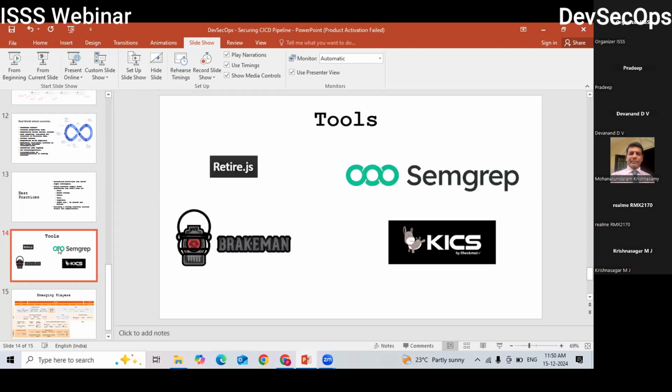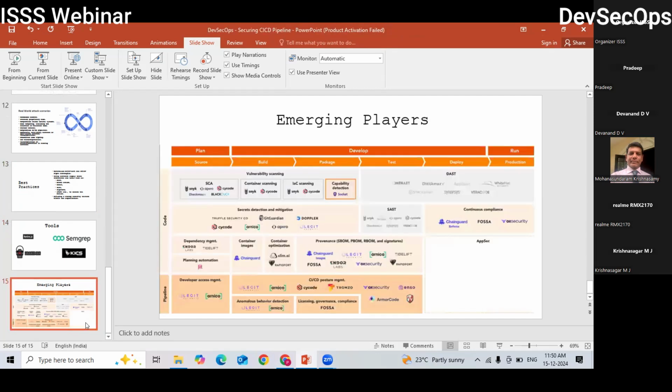The tools, as I've already said: Semgrep can be used to identify vulnerabilities in your first party code, Retire.js at the JavaScript level. KICS is a tool which can be used to identify issues in the infrastructure code. Brakeman is a small plugin which can identify vulnerabilities in Ruby source code as well. Maybe if it's useful, people can take a snapshot. It will be useful in your organization as well. I'll move on to the last slide.